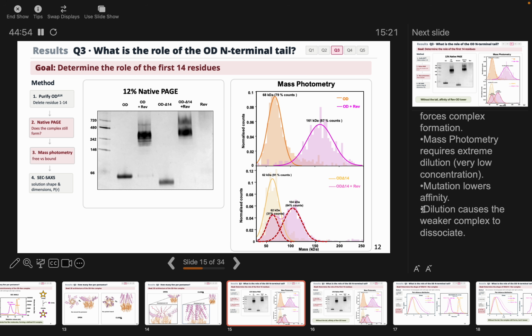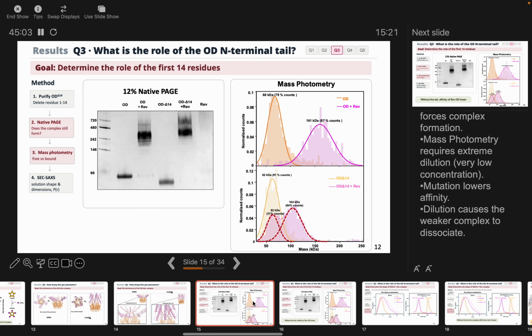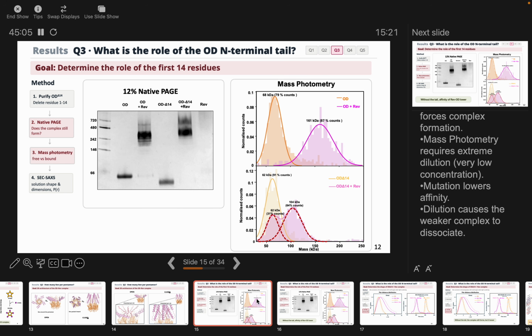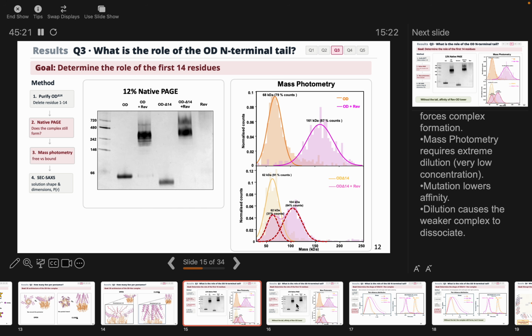So why didn't you use mass photometry to analyze your OD and Rev mutants? It's planned, but the accessibility of the machine is not always easy. The machine is booked a lot, and this kind of experiment, SEC and native, we can do it ourselves, but that's what we would like to do. Okay.